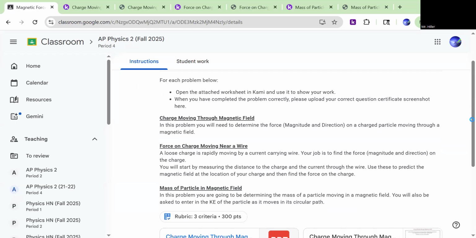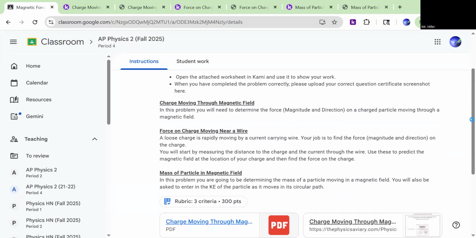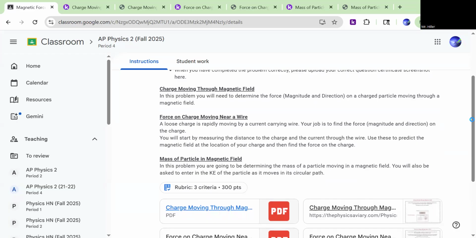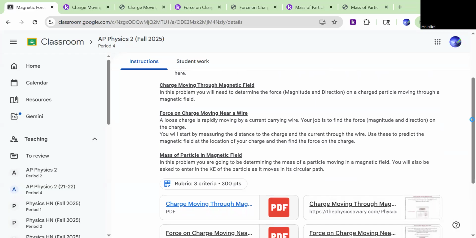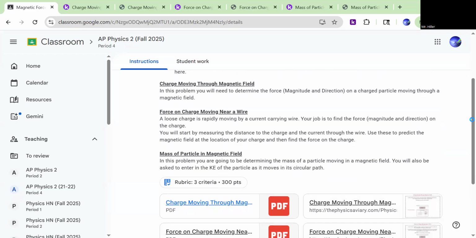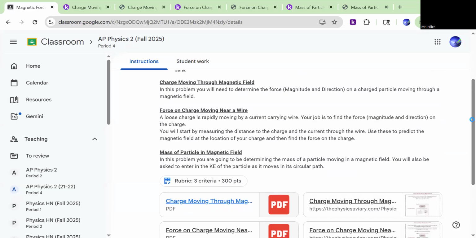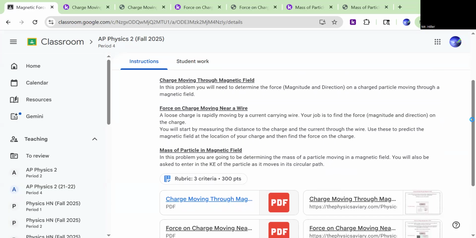The charge moving through a magnetic field, the force on a charge moving near a wire, so we're going to have to figure out the magnetic field due to a current carrying wire and then find the force. And then the mass of the particle moving in a field. That means we're going to have to use the fact that a magnetic force is actually a centripetal force causing circular motion of that particle within a magnetic field.